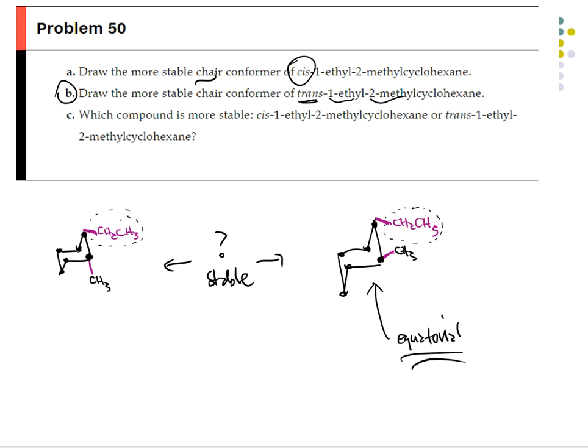My methyl group, it's still a group. It's not my largest group by all means, but it's still a group. And rings really like it when their groups are equatorial. And the more they can become equatorial, the more stable those rings will become. And that is why this structure is going to be more stable than the one to the left.